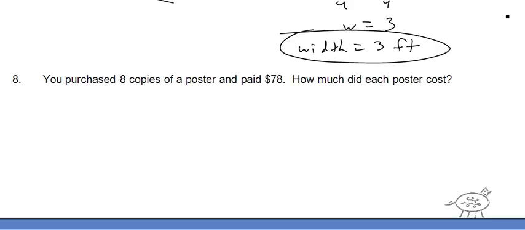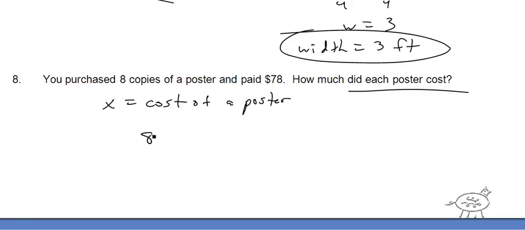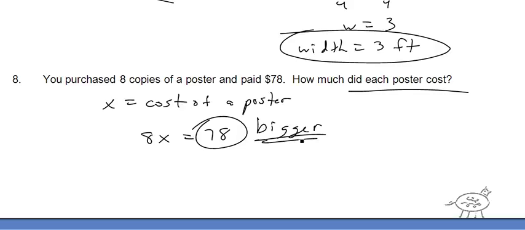All right, last one. Number 8. You purchased 8 copies of a poster and paid $78. How much did each poster cost? That's pretty easy. Again, define your variables. X equals how much did each poster cost. So cost of a poster. So we're going to say 8 times X is equal to 78. Remember, this last amount right here is, not always, but most of the time, the bigger number. Okay, because you're setting that equal to how much is the total bill.